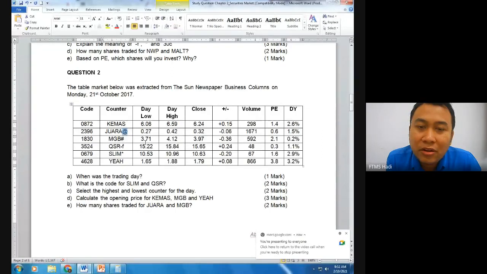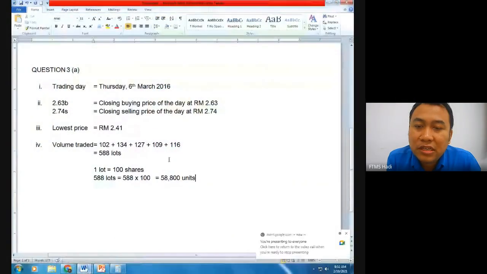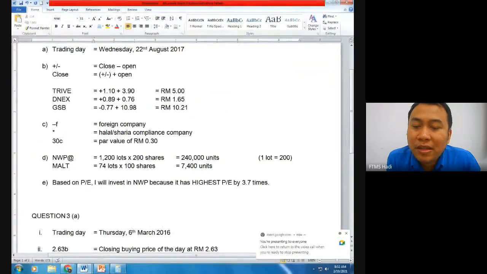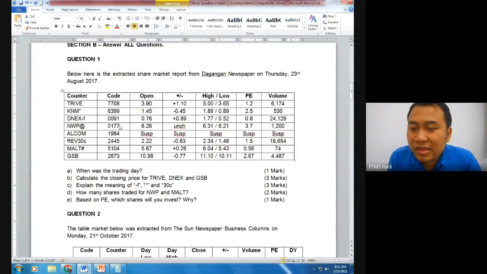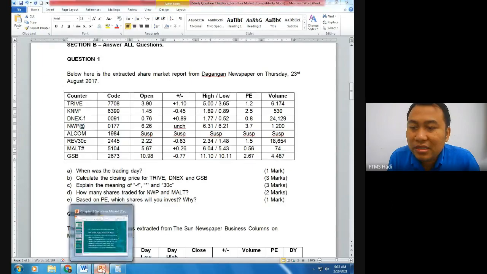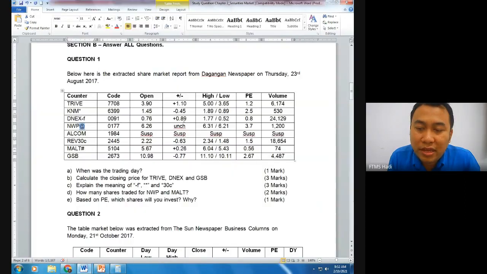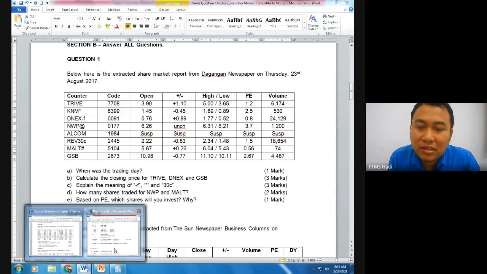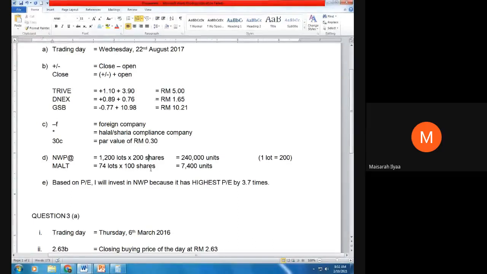Okay. You have to be careful a bit. You see here, why is my answer multiplied by 200 here and by 100 there? You have to look at the A symbol. This A symbol means that one lot is equal to 200. If you look here, A symbol, one lot is equal to 200. If there is none, that means one lot is equal to 100. So if you see the A symbol, you multiply by 200. But if it is not there, you multiply as usual by 100. Alright, I understand. Thank you, sir.